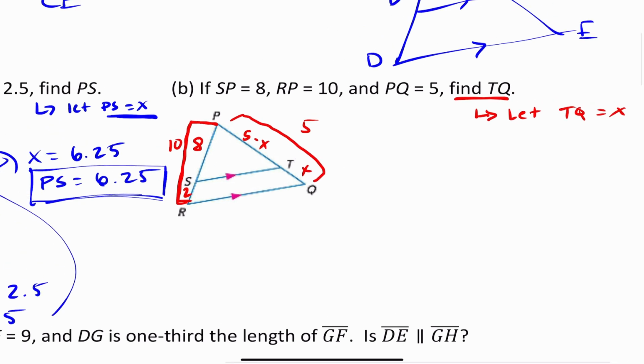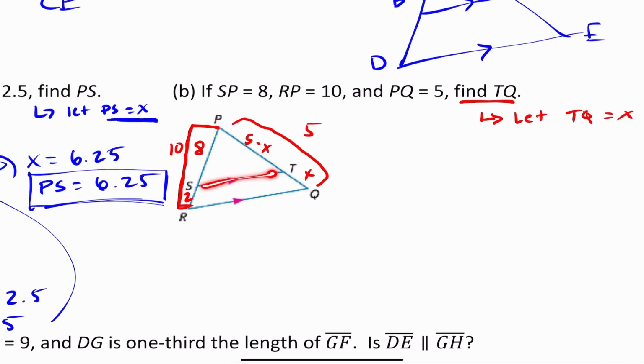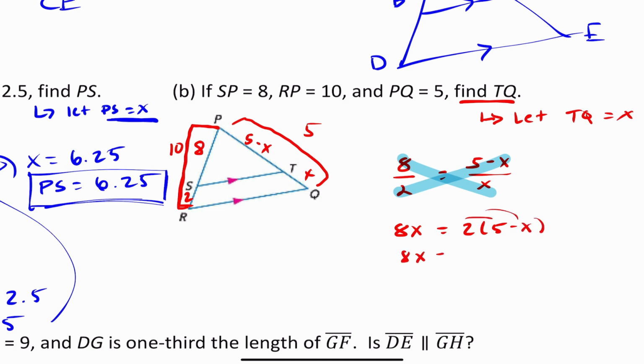And great, now, again, this segment is parallel to this segment of this triangle here. So I can go ahead and create a ratio between these two parts and equal to these two parts. So 8 over 2 equals 5 minus x over x. Cross multiply. You should get 8x equals 2 times the quantity 5 minus x. So 8x is equal to 10 minus 2x.